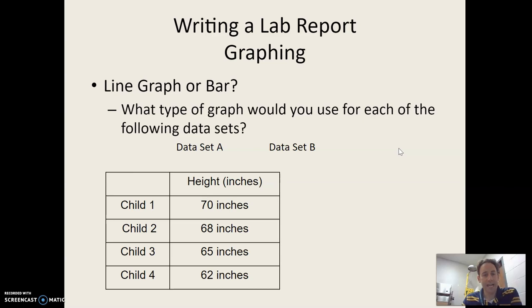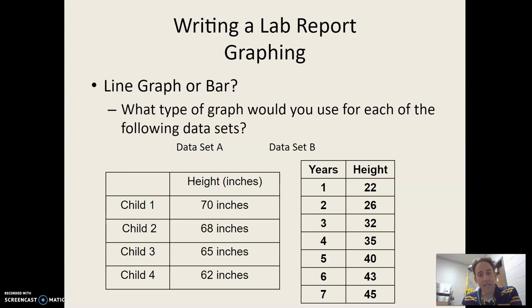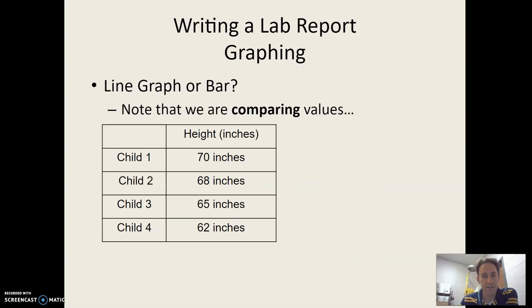So in data set A, I'm going to look at 4 different kids, and I'm just going to measure their height, and I just want to compare their heights to one another. Which type of graph should we use for that? Pause and think. And data set B, what I'm going to do is I'm going to track the growth of one child. So at age 1, this is their height. Shame on me for not saying inches. Ooh, I gotta fix that. For year 2, this is their height, year 3, etc. And so which type of graph would I use to graph that data? Have you committed? Here are the answers.